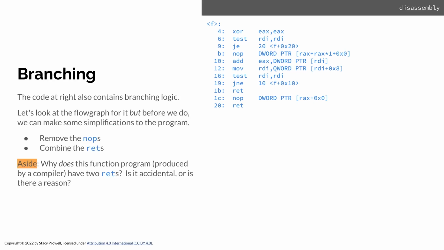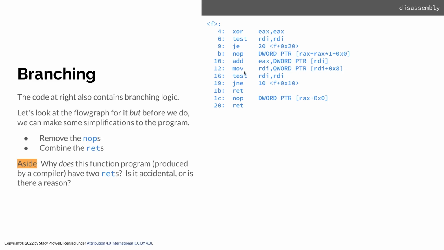What about branching? Branching is a problem. The code over at right contains some branches. It has a JE, or jump if equal, and a JNE, or jump if not equal. And those branches are going to change the control flow. So, why is that a problem?